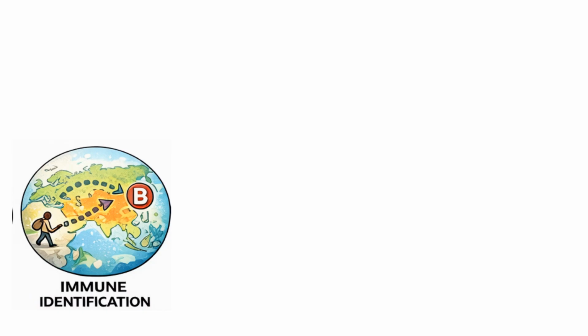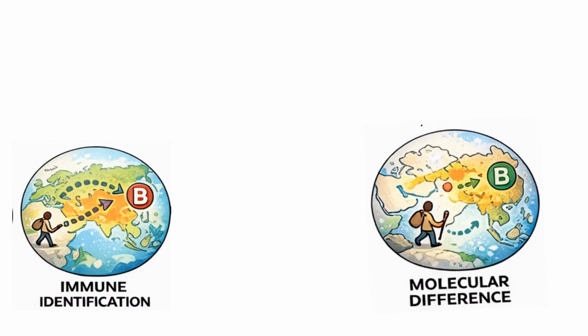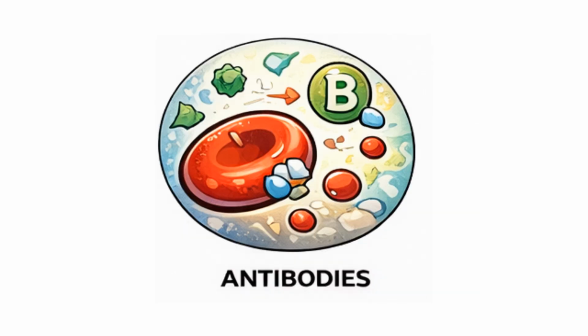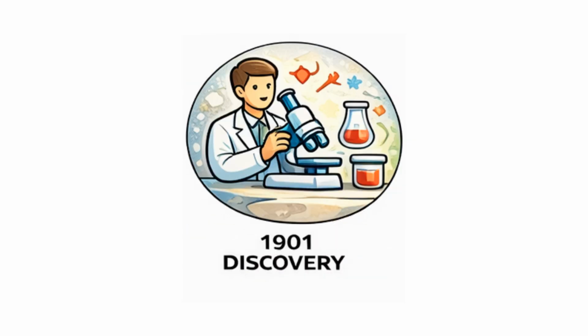The B antigen is a slightly different sugar molecule from the A antigen. This small molecular difference changes how the immune system identifies cells. Because of this, individuals with type B produce antibodies against type A blood, a principle discovered in 1901 by Karl Landsteiner, which laid the foundation for safe blood transfusion.